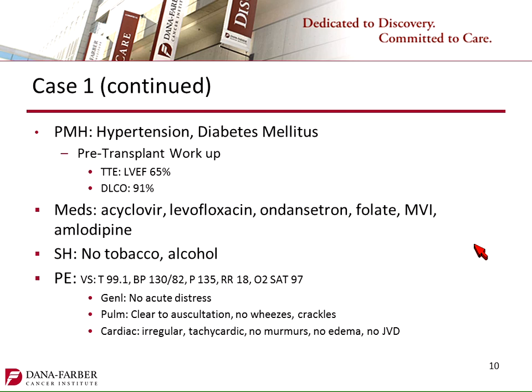His past medical history is notable for hypertension and diabetes. His pre-transplant EF was 65%. He's on routine pre-transplant medicines with his ID prophylaxis and antiemetics. He is on amlodipine for his hypertension. And looking at his vital signs, he's 99.1, so afebrile. His blood pressure is normal at 130 over 82. His heart rate is 135 and irregular, and he's 97% on room air.